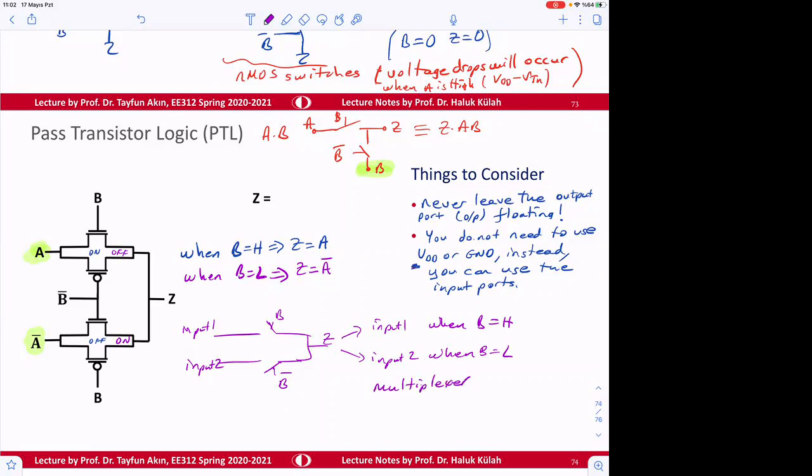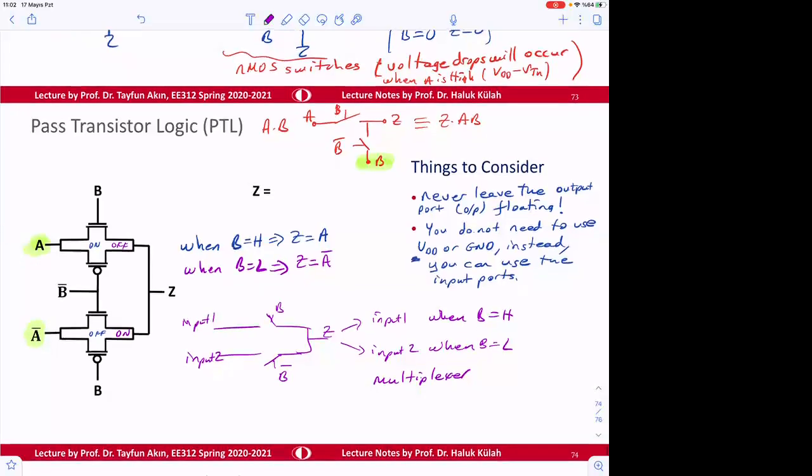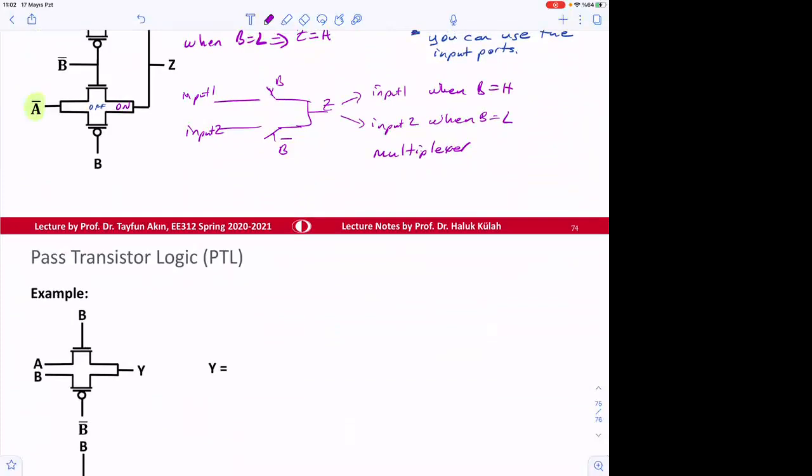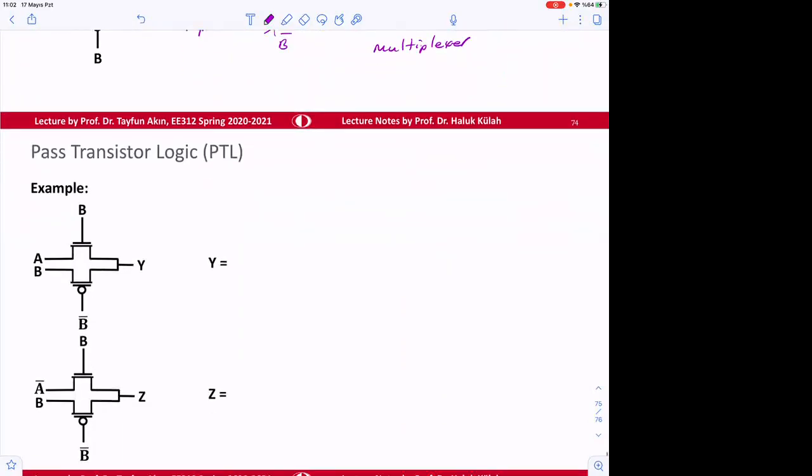So this multiplexer idea can be used to make a logic circuit now. And I guess there's a mistake here, so I should be correcting this. This is just an NMOS also. And this is NMOS transistor.